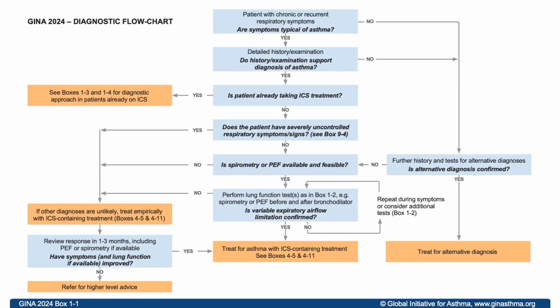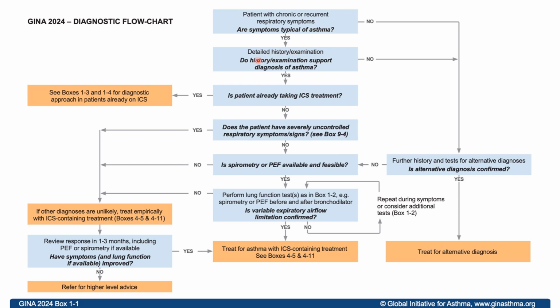Today we are going to talk about the GINA Asthma 2024 guidelines. So GINA is the Global Initiative for Asthma. This is a diagnostic flow chart for when you meet a patient who has chronic or recurrent respiratory symptoms. Your next question is: are these symptoms typical of asthma? That is wheezing, chest tightness, dry cough, among others.